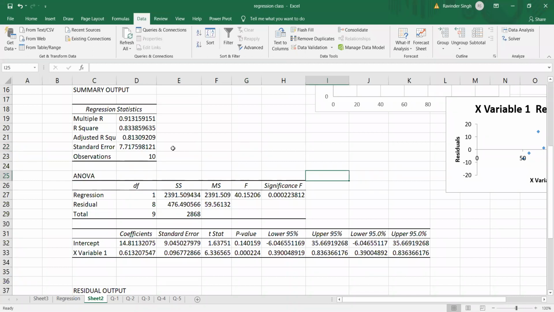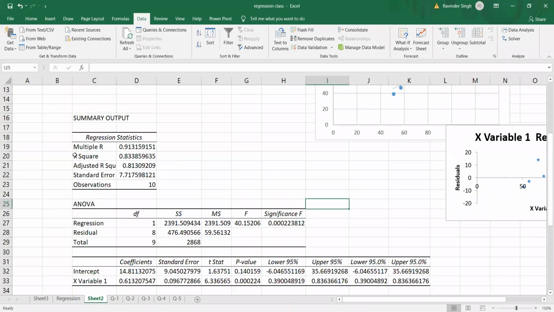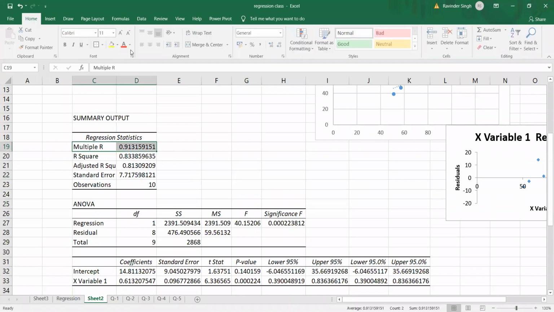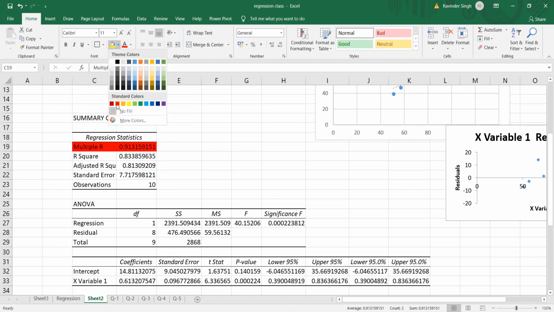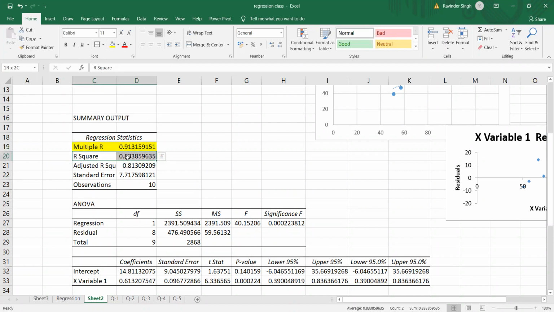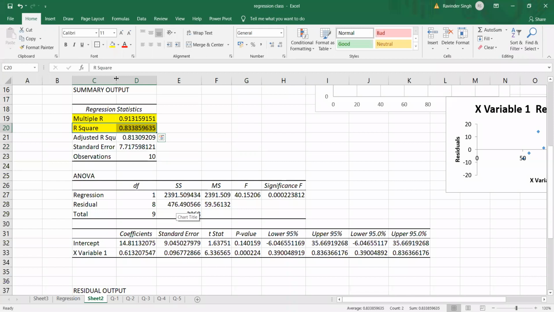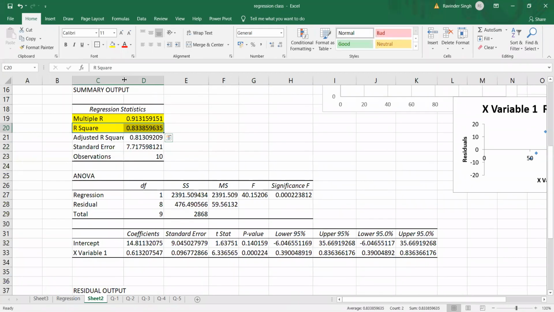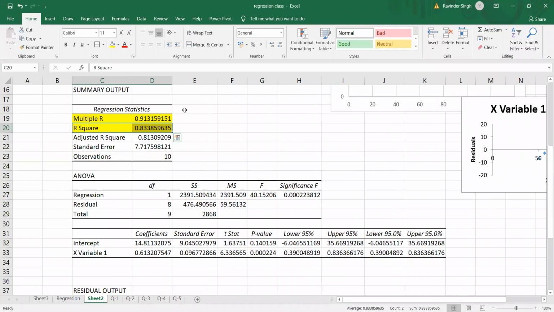Now you can see certain values which I will highlight in red color, which we have already calculated. You can see multiple R value. We have R square value. The rest of the things are yet to be discussed. You cannot understand so many things right now, because after another 2-3 chapters you will be able to understand. But whatever we have done till now, we will discuss here. Y intercept and X variable.